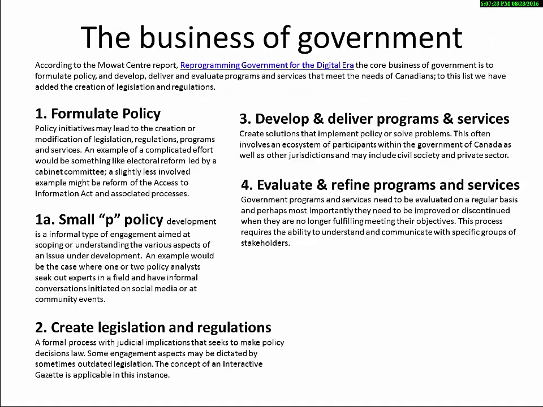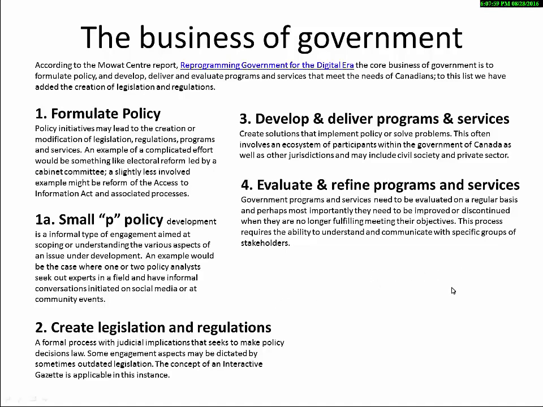So, if we think about the business of government, we're talking about business requirements. We need to support the business of government. This is a model that I chose to follow. We can argue about the details, and you can read the details later, but basically, the premise is government does a few things. We formulate policy, both big policy and small p policy. We create legislation and regulations. We develop and deliver programs and services, hundreds of them. And we evaluate and refine those programs and services.